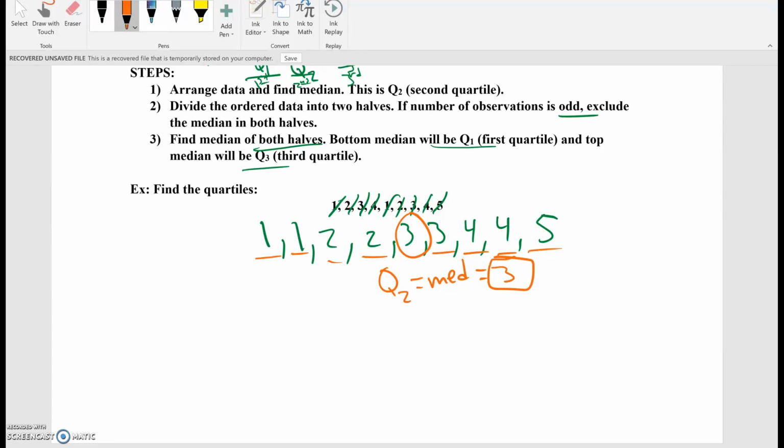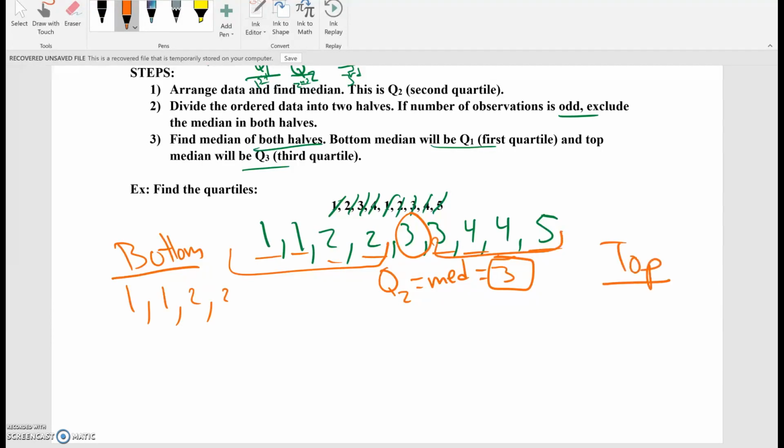Okay, now what we're going to do, we're going to break up the bottom half of the data, 1, 1, 2, and 2. This is going to be my bottom half, okay, from my top half, which in this case is going to be 3, 4, 4, and 5. Now this 3, because the data set is odd, we're going to exclude the median. Okay, so my bottom half, this is going to be Q1, this is going to be Q3.